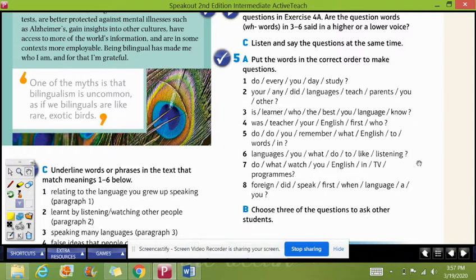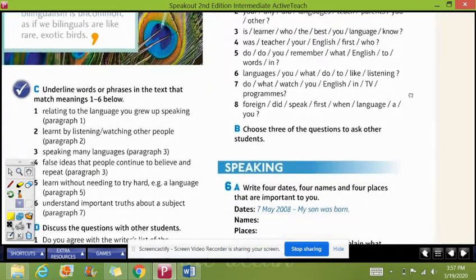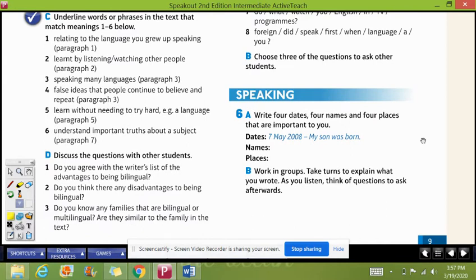If you take a look at letter B, it says choose 3 of the questions to ask other students. We're going to skip that also. And we're going to start with the speaking. Now, it says write 4 dates, 4 names, and 4 places that are important to you. Right here in this example, it says 7 May 2008, my son was born.